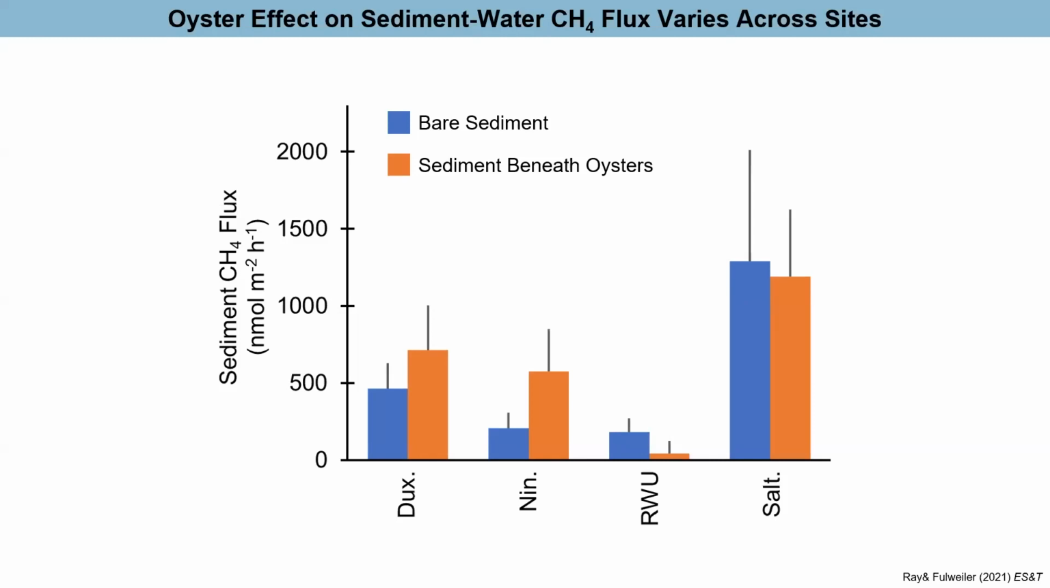If we go to kind of the opposite conditions, so Ninigret Pond, this is a coastal lagoon in Rhode Island. It's microtidal. There's not a lot of wave energy going on. It's pretty sandy and relatively low organic matter content. We see that our control site is much lower than in Duxbury. But we do still see this effect of oysters there, right? By putting more organic material into the sediments, we see more methane. We see the opposite effect of oysters at Roger Williams.